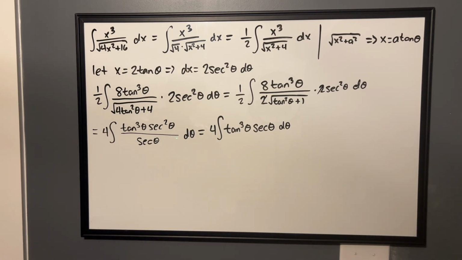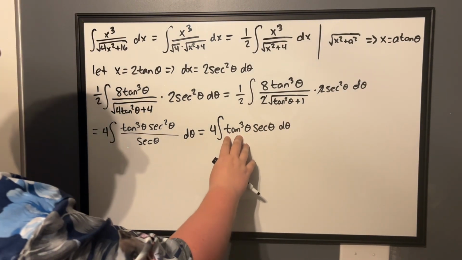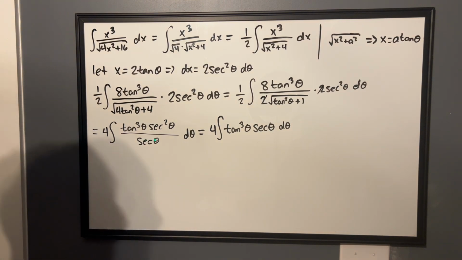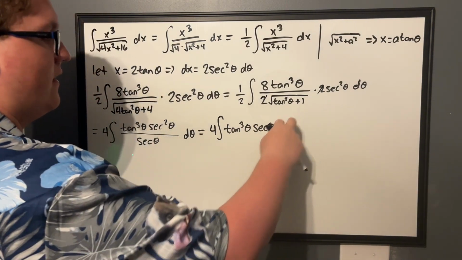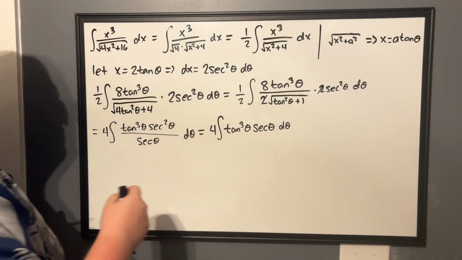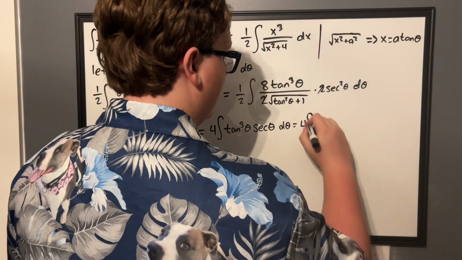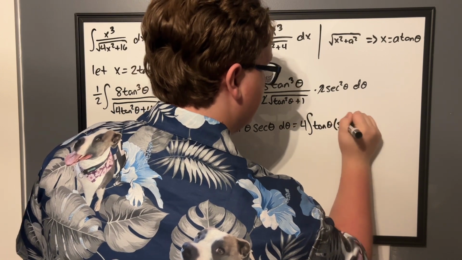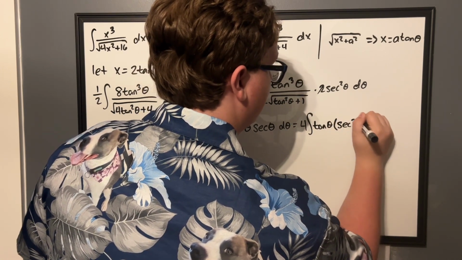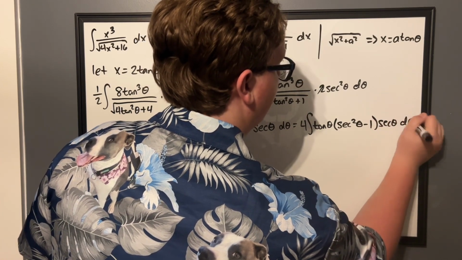And the reason is because we're going to use this same identity here to help us out with this tangent cubed. So what we're going to do is break up the tangent cubed into tangent times tangent squared. So if we knew that tangent squared plus 1 was secant squared, then we could say that tangent squared is equal to secant squared minus 1. So we can really rewrite this integral as 4 times the integral tangent theta times secant squared theta minus 1 times secant theta d theta.